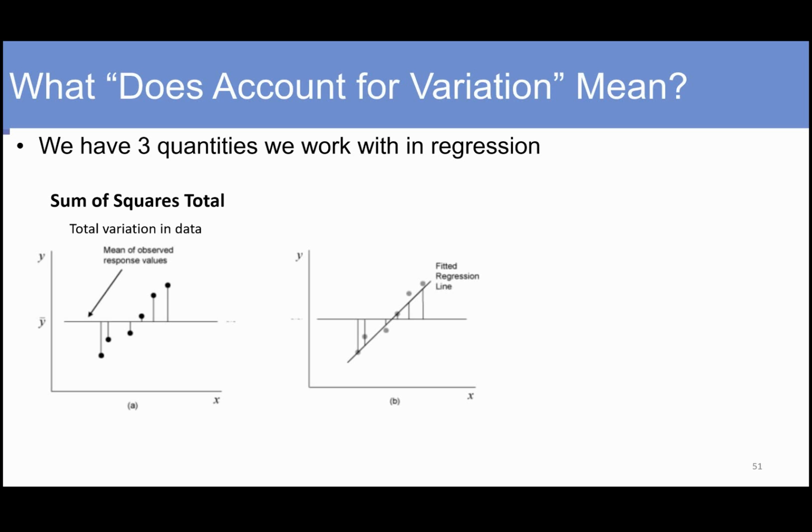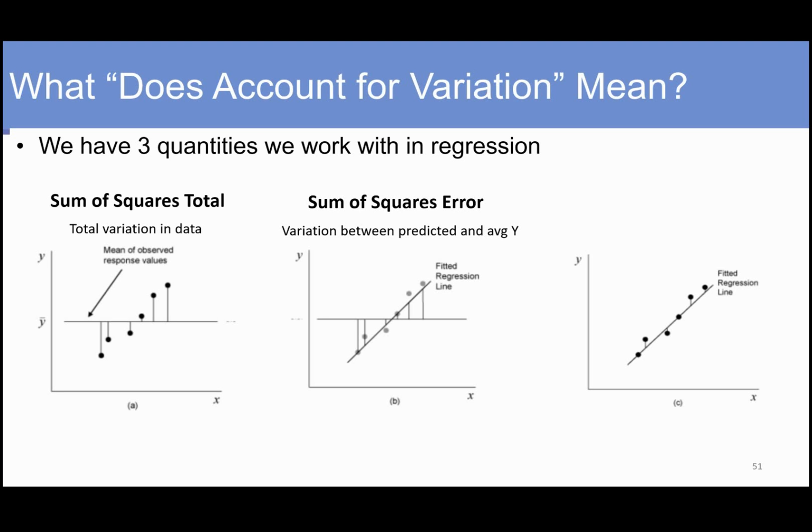Then what we do is we think of the variation accounted for by the model. In other words, I'm looking at the difference between the model and Y bar. So this is the variation between the predicted and the average value of Y. And we call the sum of all these squares the sum of squared errors.